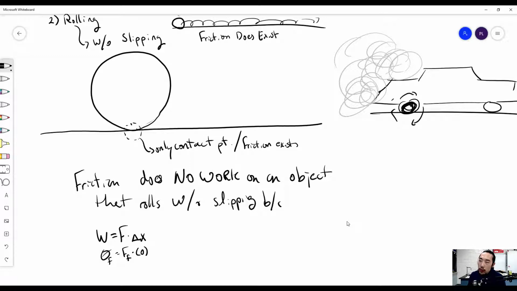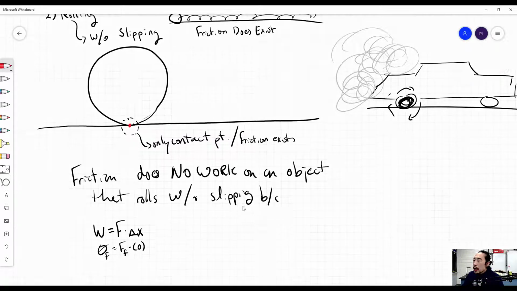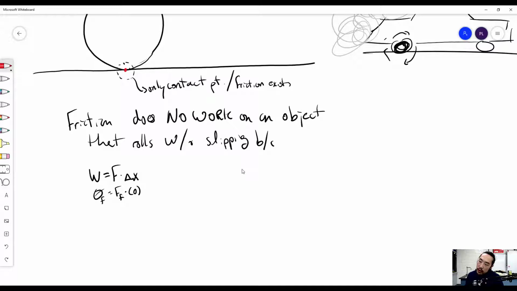So what this means is that the force of friction is not pushing this point in any direction. When that point is in contact with the floor, it will not move forward or backward because of the force of friction. So the force of friction is not doing any work. Now, that's important because it ties in with the idea of rolling without slipping. What we have here is a very unique scenario. The force of friction that is happening is a static force of friction.